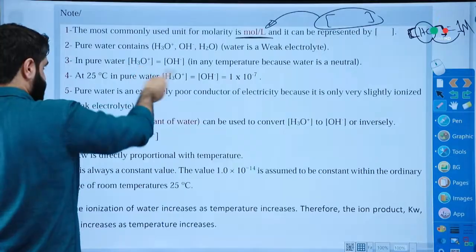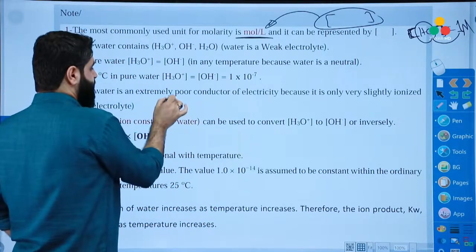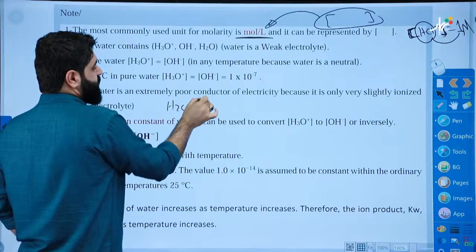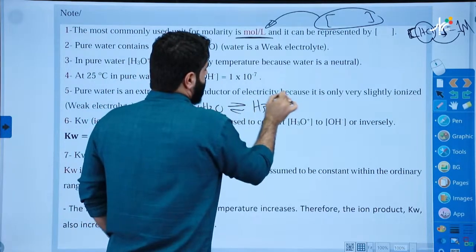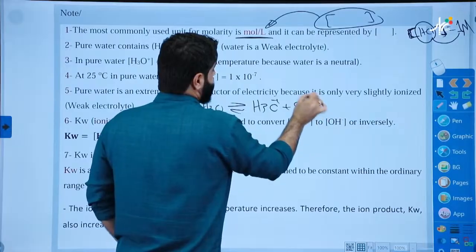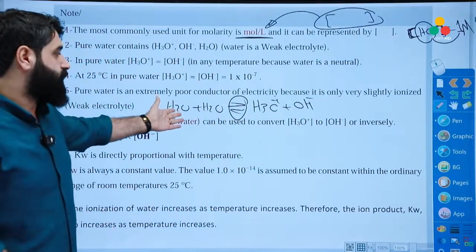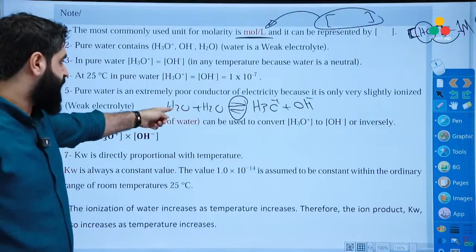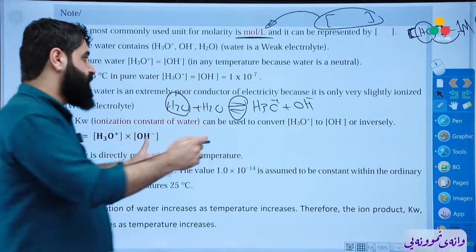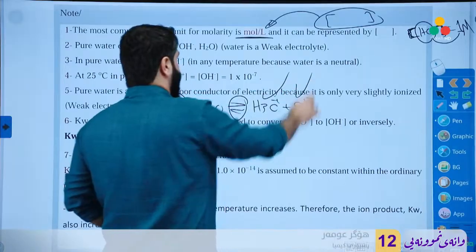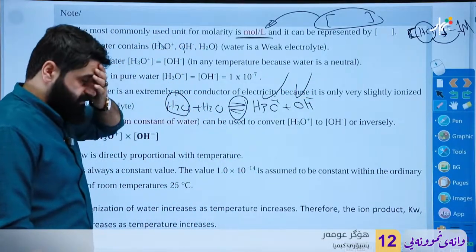Pure water, as you remember, the self-ionization of water is like this: H2O plus H2O gives H3O plus and OH minus. The reversible arrow indicates that the water is a weak electrolyte, so the weak electrolyte remains throughout the solution beside the cation and anion. So pure water contains cation and anion with the molecule of water.